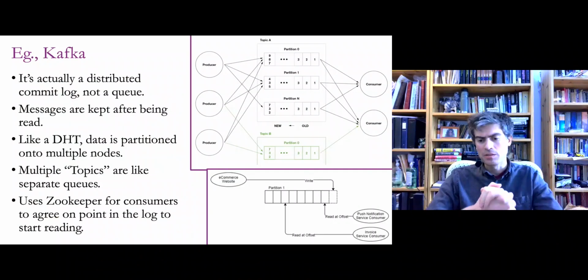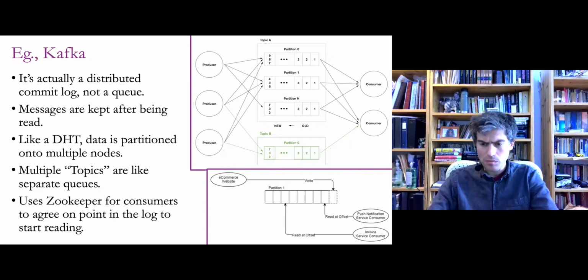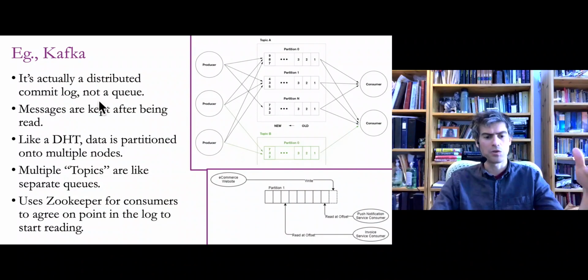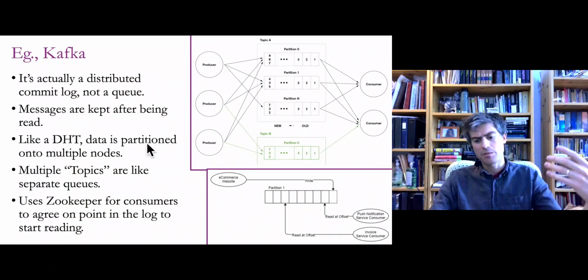Okay. So an example of a distributed message queue is Kafka, and it has some additional features. For example, messages are kept after they're read. It's not just a first in, first out queue where the messages are consumed and thrown away. It's more like a distributed commit log where things are kept. The reason they keep things around is so that later on you can reread the same data again.